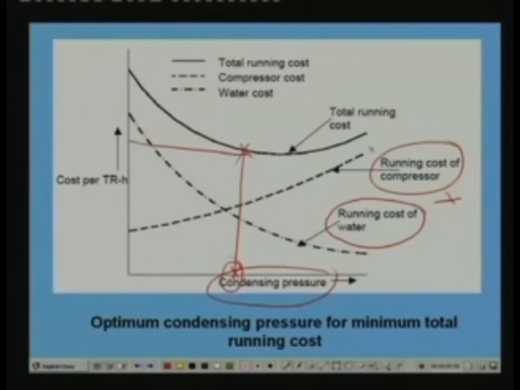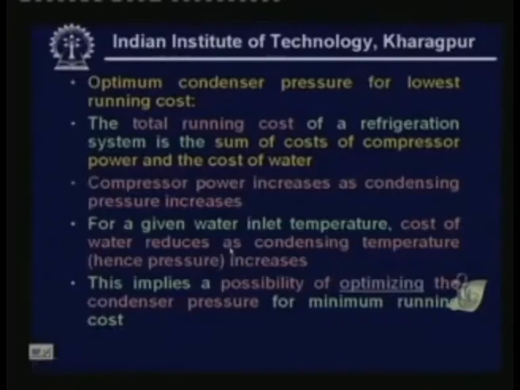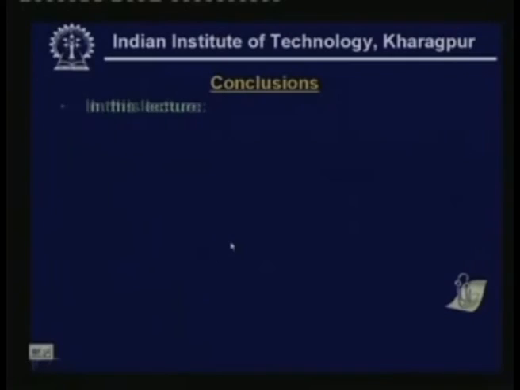So if you know the plant characteristics, you can plot these curves and you can find out what is the optimum condenser pressure at which the total cost is minimum. So with this I conclude this lecture.